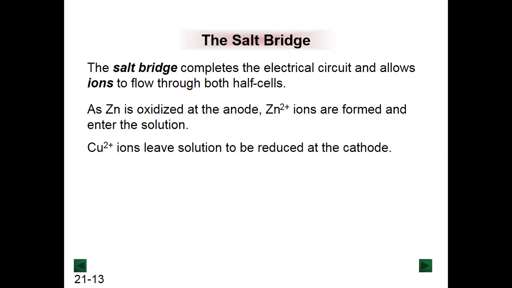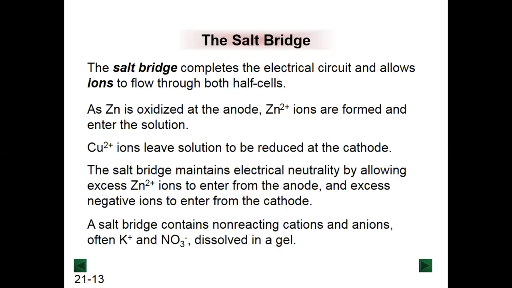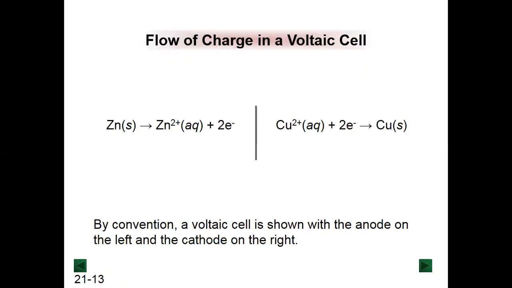Salt bridge. The salt bridge completes the electrical circuit and allows ions to flow through both half cells. As Zn is oxidized at the anode, Zn2+ ions are formed and enter the solution. Cu2+ ions leave solution to be reduced at the cathode. The salt bridge maintains electrical neutrality by allowing excess Zn2+ ions to enter from the anode and excess negative ions to enter from the cathode. A salt bridge contains non-reacting cations and anions, often K+ and NO3-, dissolved in a gel.